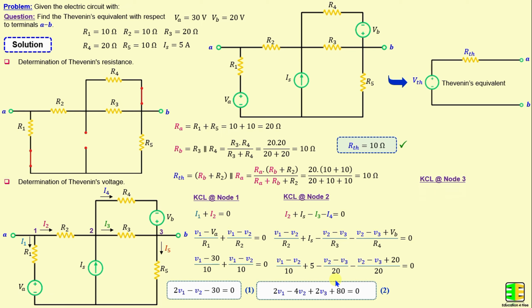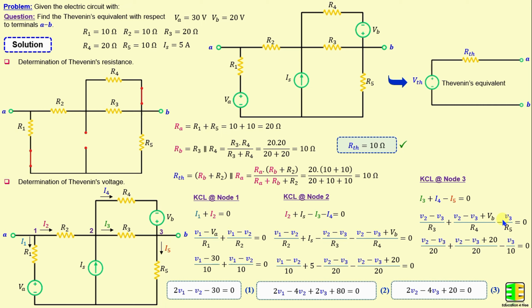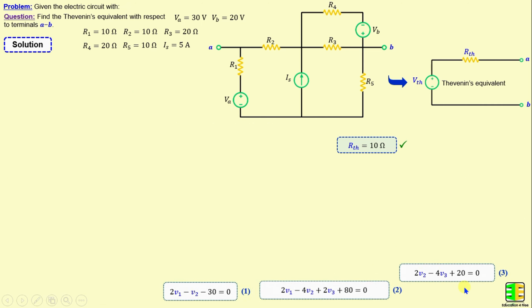Now by applying Kirchhoff's current law at node 3, we can write I3 plus I4 minus I5 is equal to 0. And according to Ohm's law, I3 is (V2 minus V3) over R3, I4 is (V2 minus V3 plus VB) over R4, and I5 is V3 over R5. If we replace the resistors and the voltage with their numerical values, we obtain 2 times V2 minus 4 times V3 plus 20 is equal to 0.